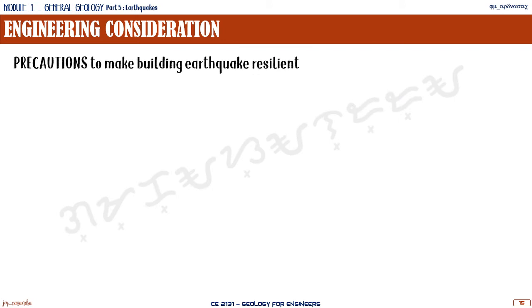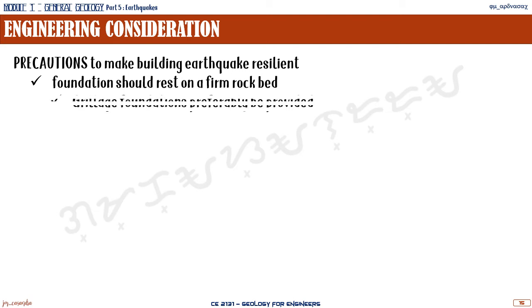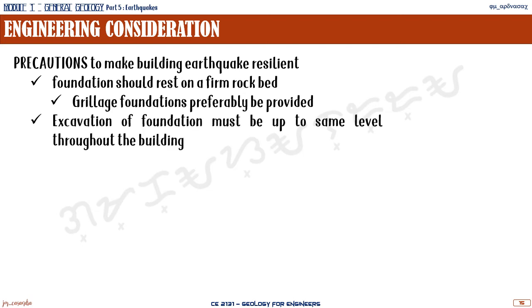So our precautions now to make the building or structure an earthquake resilient building, one would be to make the foundation rest on a firm rock bed. Okay, so do not put your structure on a layer of sand or a layer of soil that is very easily loosened when there is an earthquake or when there's a vibration. So for this, you could apply grillage foundations. Okay? Another, excavation of foundation must be up to the same level throughout the building.